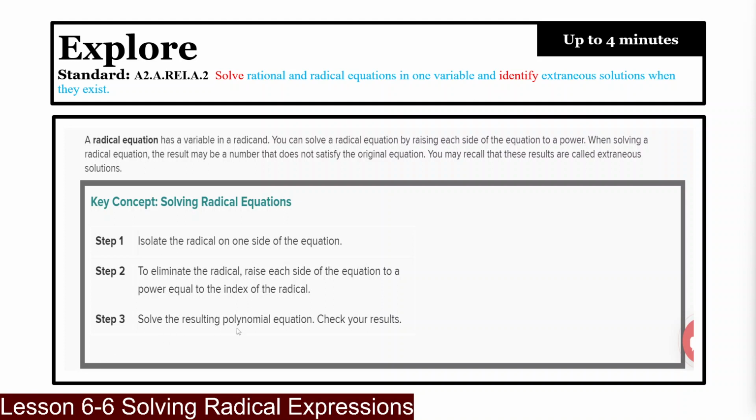And then solve the resulting polynomial equation. So we're not done after the second step. We still have to solve it as a polynomial. So let's make sure that we're taking notes, and let's look at our first example.